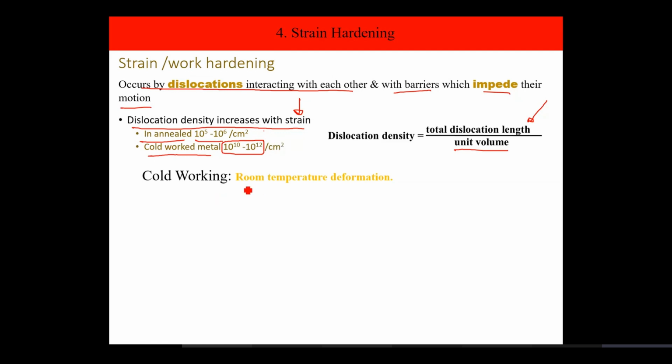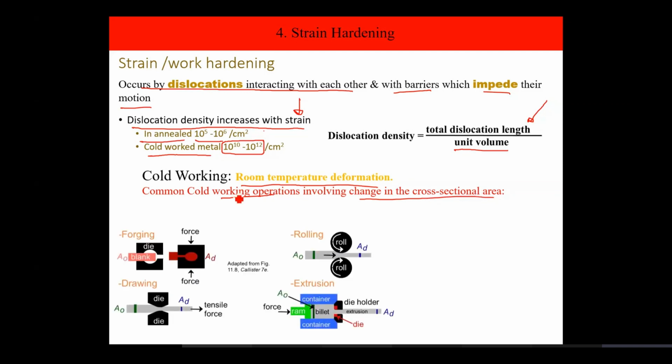As I had already mentioned, cold working is room temperature deformation. Some of the common cold working operations which involve change in cross sectional area include forging. You will study them in your manufacturing process course. But just to give you an idea, there is a blank that is being placed in the die. Force is being applied onto this. So you have studied the forging process.